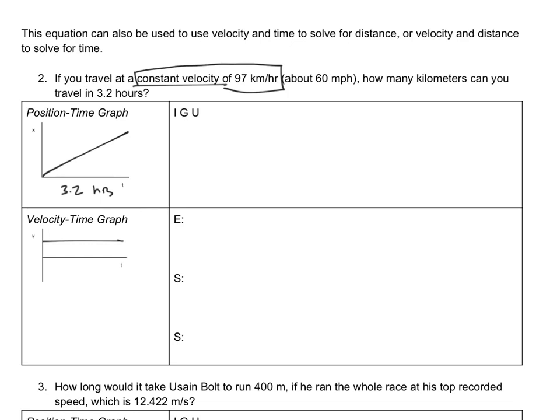Now we get to the rest of the I guess method. That was the I. Now we're at the G, which is givens. Our givens are 97 kilometers per hour, which is about 60 miles per hour. We don't actually need that information. It asks how many kilometers we can travel in 3.2 hours. So our 97 kilometers per hour is a velocity, and our 3.2 hours is a time. And the question asks how many kilometers can you travel in 3.2 hours? How many kilometers is talking about delta x, how far we can go, our change in position. And that's the question mark here.